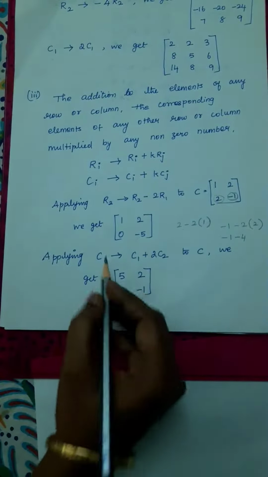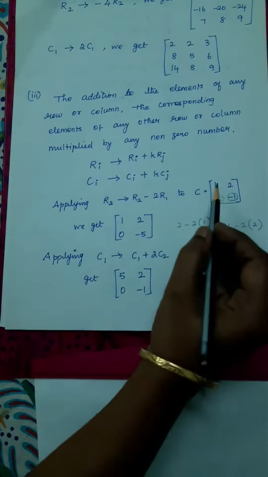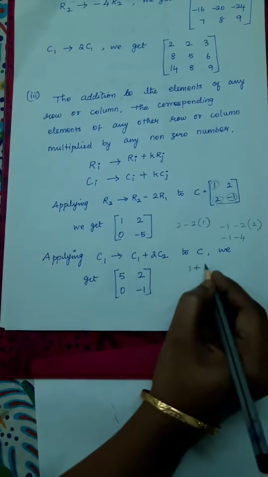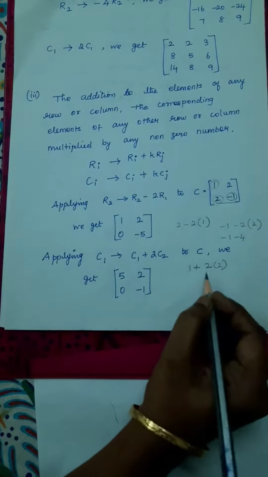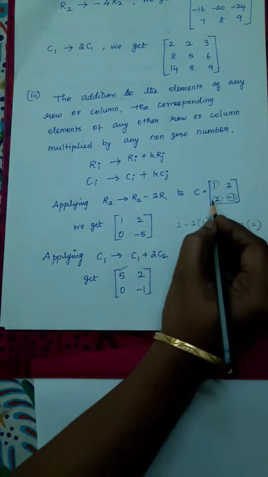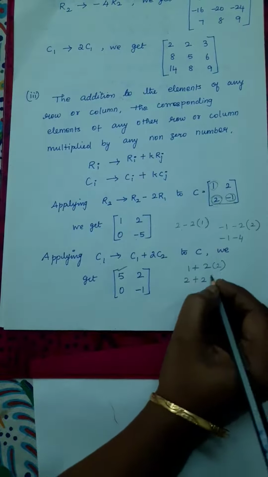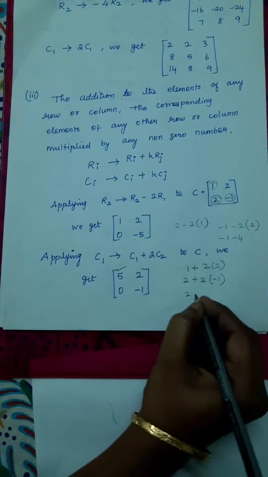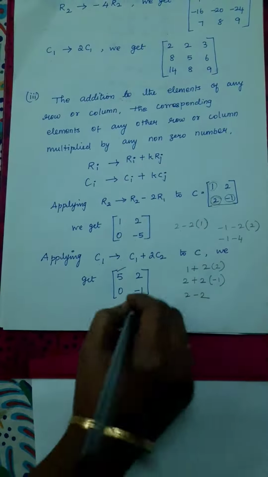Similarly, column 1 implies column 1 plus 2 times column 2. Take the column 1 elements. The first element is 1, so 1 plus 2 times the corresponding element of column 2, that is 2. Two 2s are 4, 4 plus 1 is 5. So the first element will become 5. Take the second element from column 1, 2, so 2 plus 2 times the corresponding element from column 2, that is minus 1. So 2 minus 2 is 0.